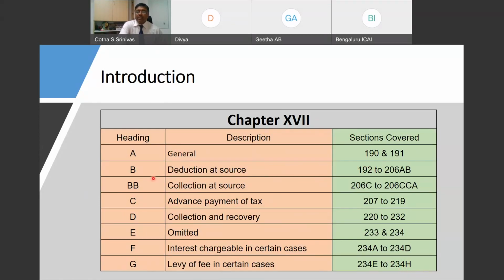So whenever we talk about TDS provisions, we are aware that we refer to Chapter 17B. So it is Chapter 17 heading B, which deals with deduction at source. Sections 192 to 206AB deal with TDS provisions. Almost 38 deductions are there in this particular heading as such. Today we are dealing with only one section, that is section 195.